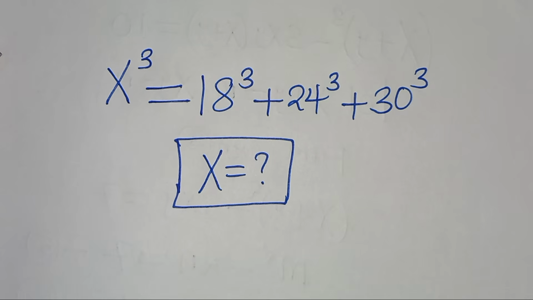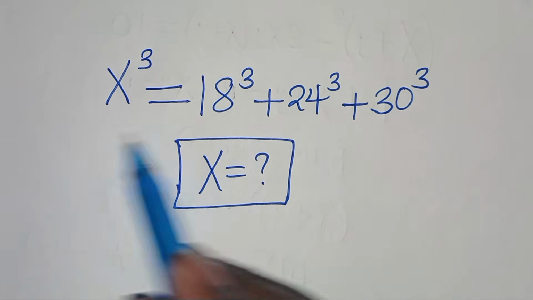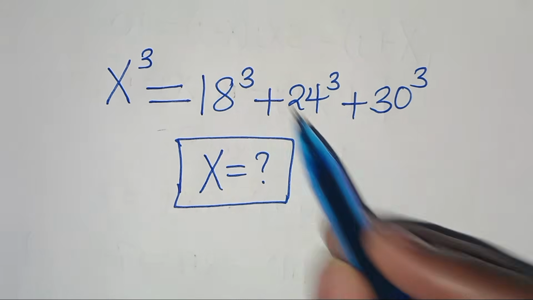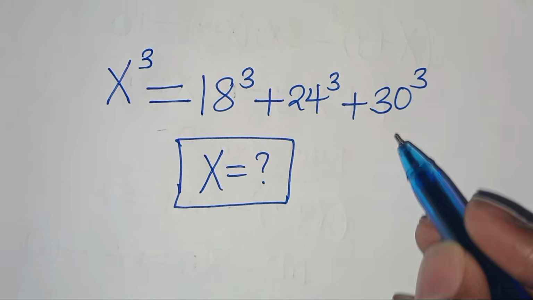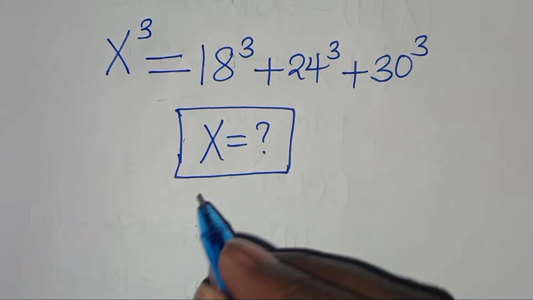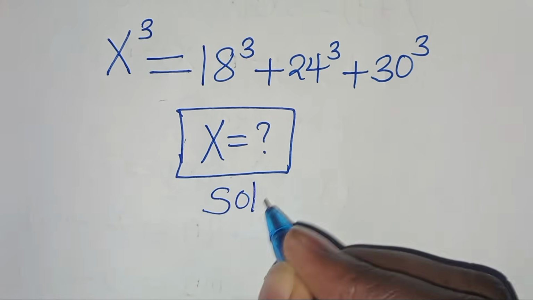Hello everyone, you're welcome to solve this nice math problem, which is x to the power of 3 equal to 18 to the power of 3 plus 24 to the power of 3 plus 30 to the power of 3. So what is the value of x? Now let's provide a solution from here.